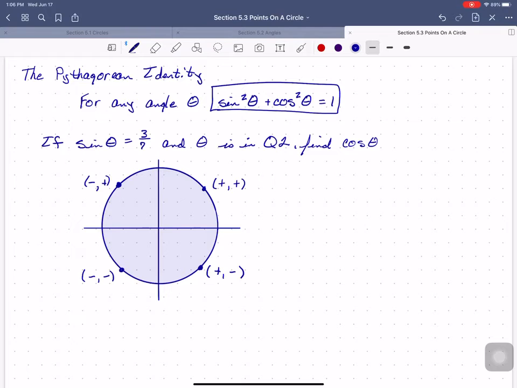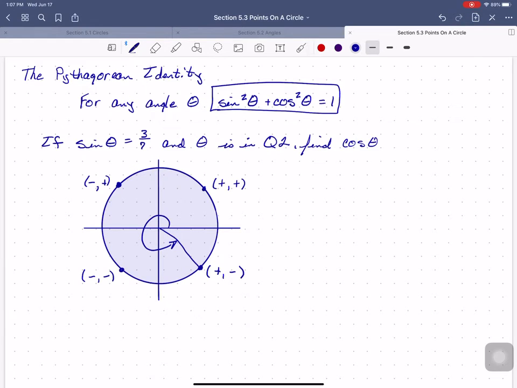So what that means is that in the first quadrant, both sine and cosine are positive. If my angle of rotation gets me to the second quadrant, then my sine is positive, but my cosine is negative. If the angle of rotation gets me to the third quadrant, both the sine and the cosine of that angle are going to be negative. And if that angle gets me all the way to the fourth quadrant, then the cosine will be positive, but the sine will be negative.